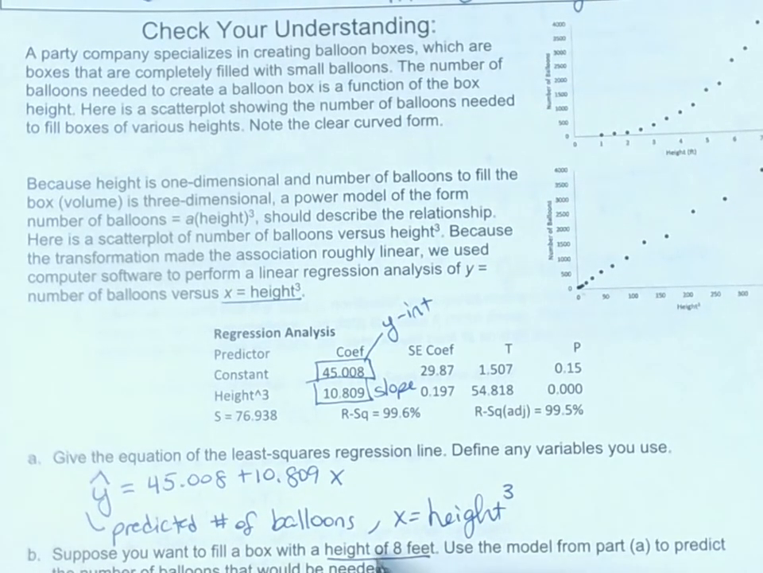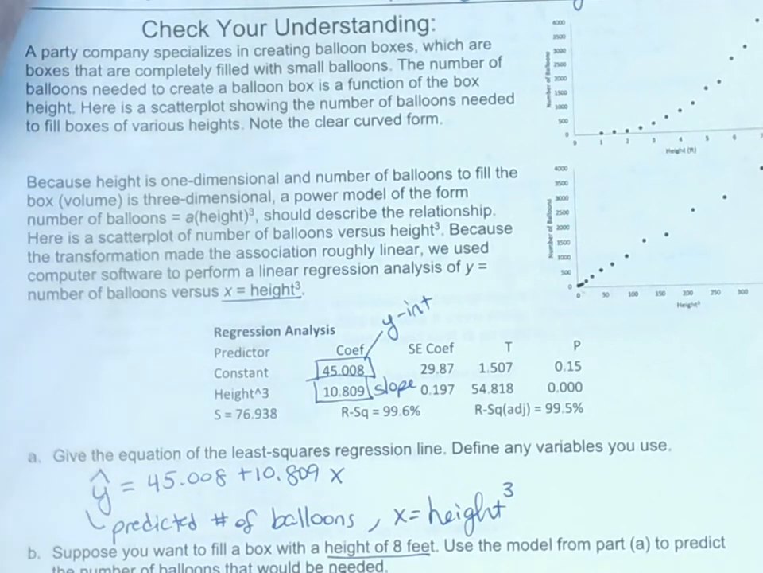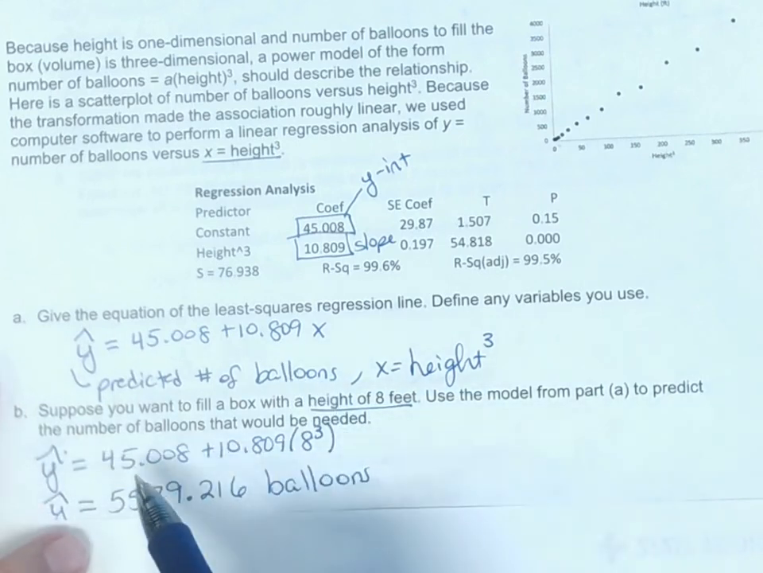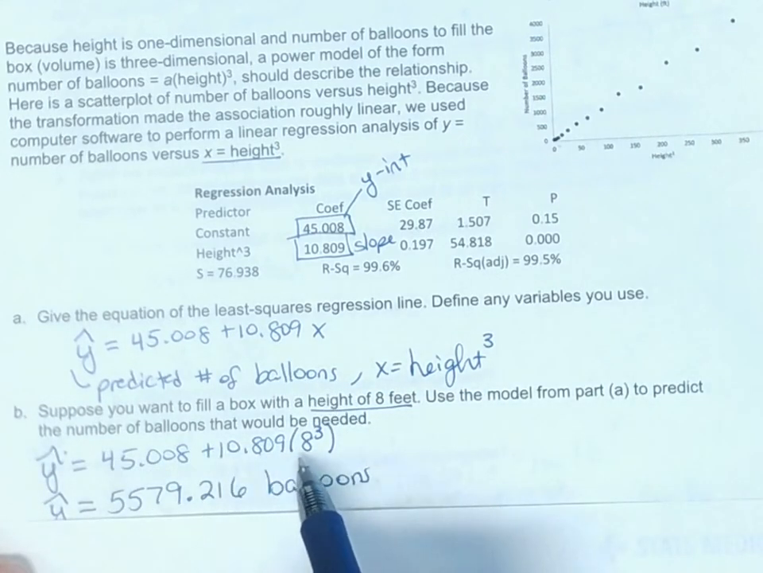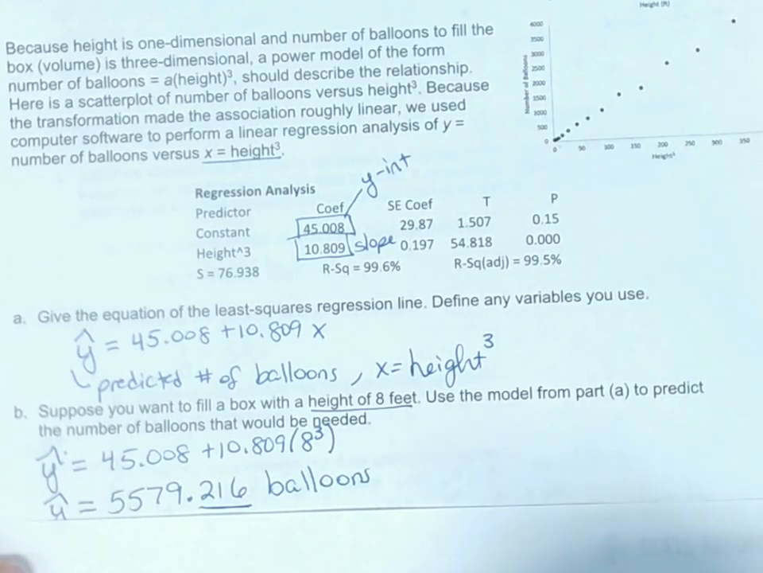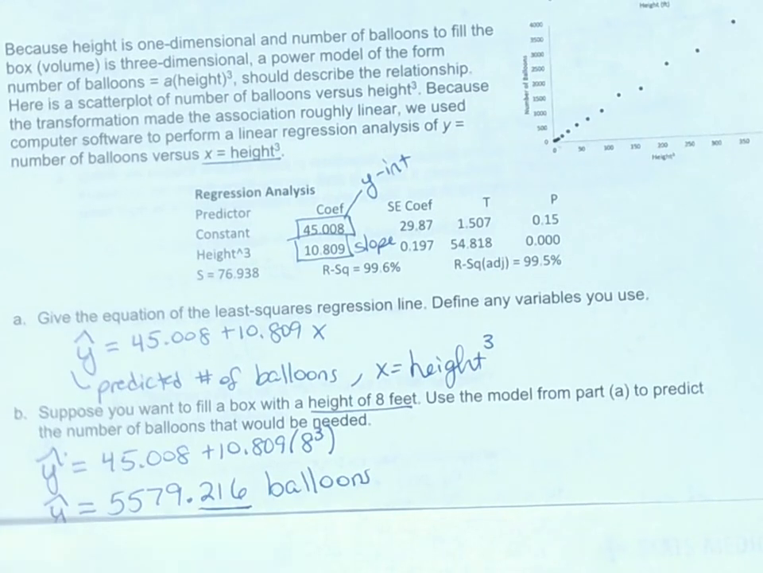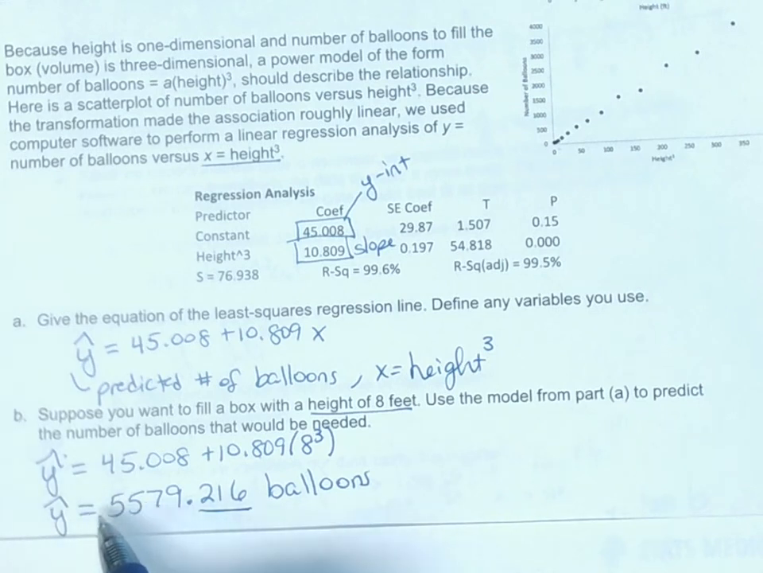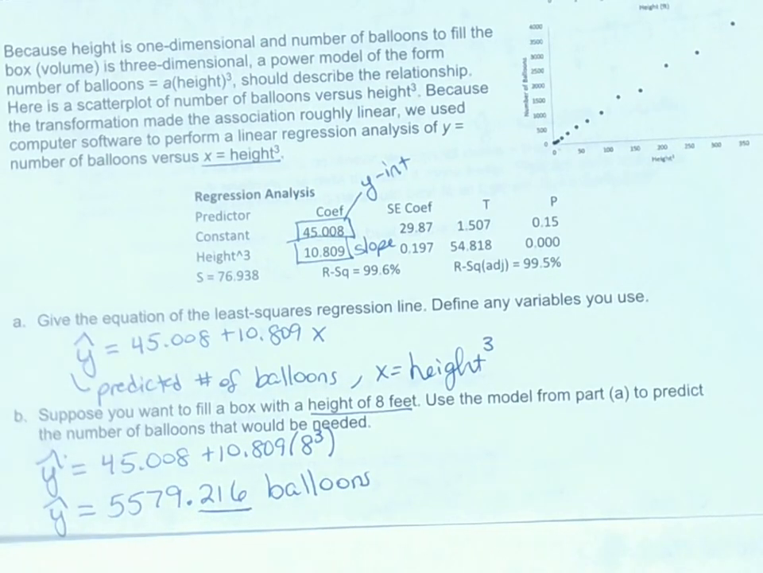If I want to fill a box that is 8 feet high, then I need to plug in 8 feet cubed into my equation. So I would have 45 plus 10.809 times 8 to the third power, which gives me 5,579.216 balloons. It is important that we continue to leave the decimal places there, even though we know that we can't have parts of balloons. And the reason for that is when you're making a prediction, it will not be an integer typically. So to show that this is the predicted value, we leave those decimals. The actual value would be a whole number.